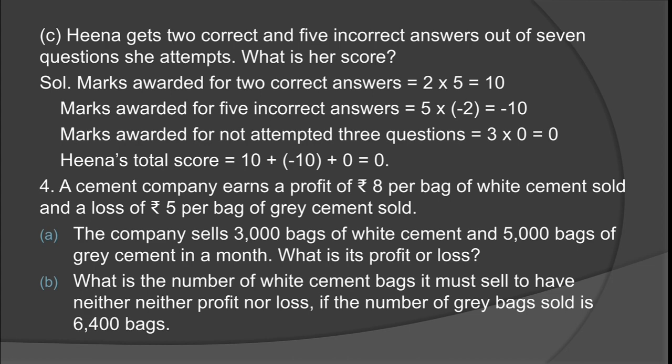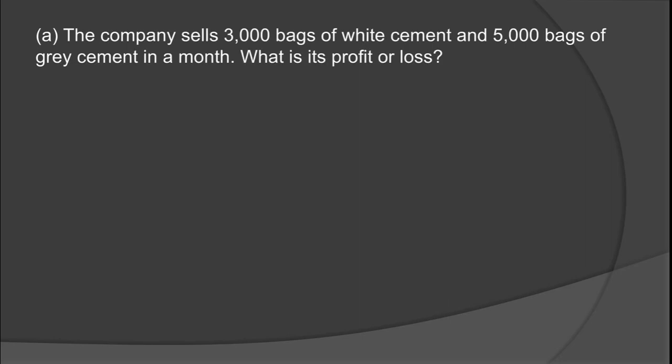While in the second part, it is asking what is the number of white cement bags it must sell to have neither profit nor loss if the number of grey bags sold is 6400 bags. So our first part is: the company sells 3000 bags of white cement and 5000 bags of grey cement in a month. What is its profit or loss?